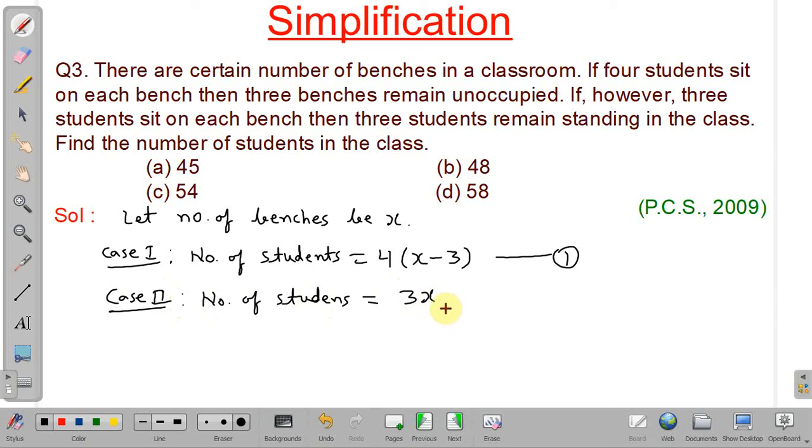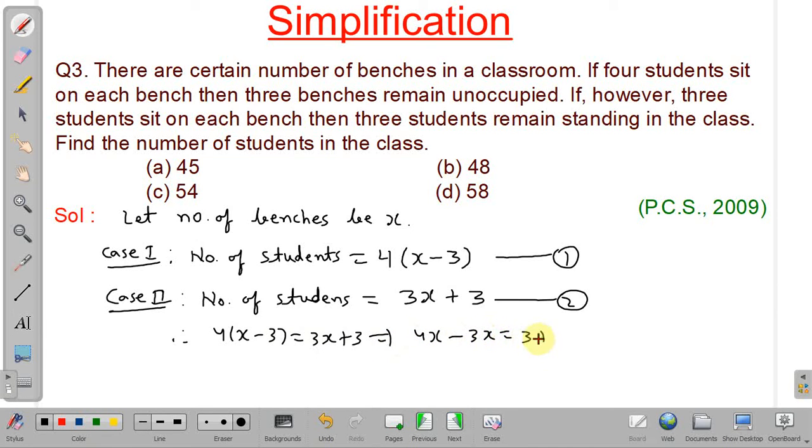But what is happening in this case? 3 students remain standing, so we have to add the standing number of students also. So it is our equation 2, but the number of students should be the same, therefore we have to equate 1 and 2. Therefore 4 into x minus 3 equal to 3x plus 3, or 4x minus 3x equal to 3 plus 12. Therefore x will be equal to 3 plus 12. Okay, this will be equal to 12, so x will be equal to 15.